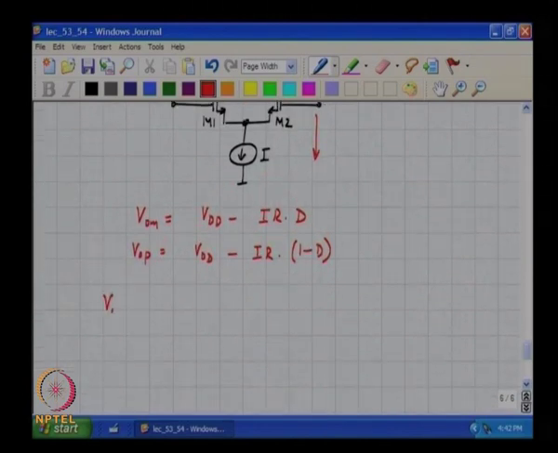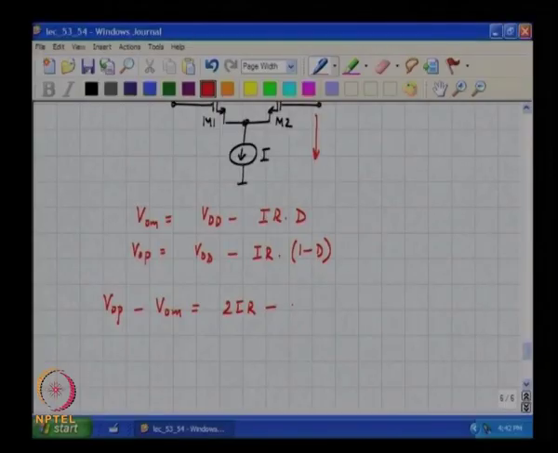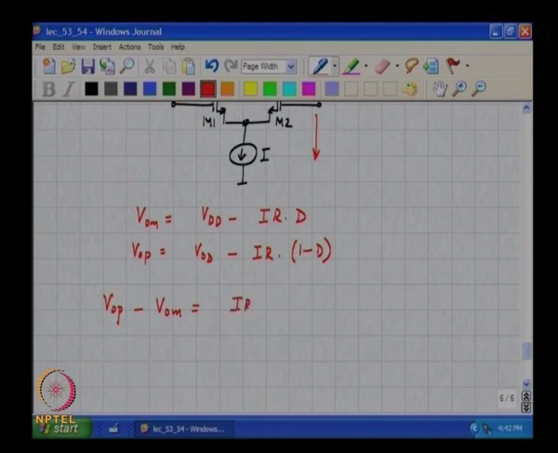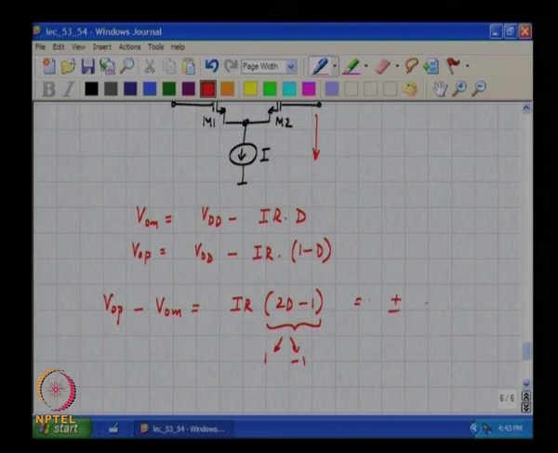So the differential output voltage VOP minus VOM is 2IRD minus IR, that is, IR into 2D minus 1, right. So this will take on either values of plus 1 or minus 1 depending on sign of D. So the output voltage is either plus or minus I times R.